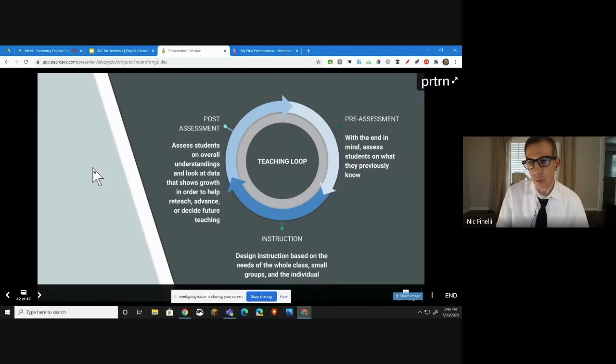Here's your teaching loop. You probably know this, not a big deal, right? You have your pre-assessment, so you're thinking about that. You have your instruction, so you're designing it based on the needs of the whole class and small groups and individuals. Your instruction could actually vary based on that. And then you do a post-assessment to see how well they did, and then redo it again based on either reteaching or sending someone down another path. So that's our typical teaching loop, and that's the same thing in a digital citizen loop.